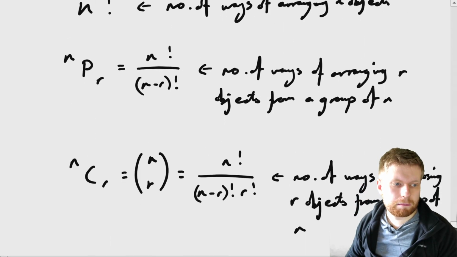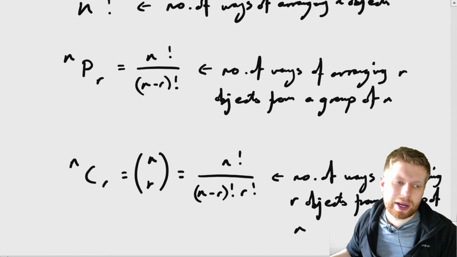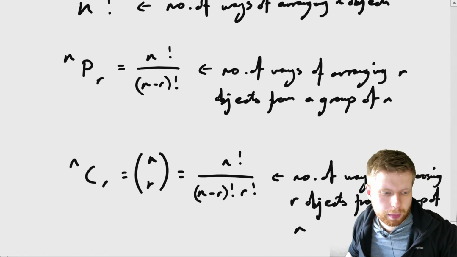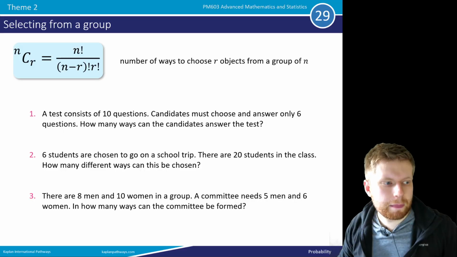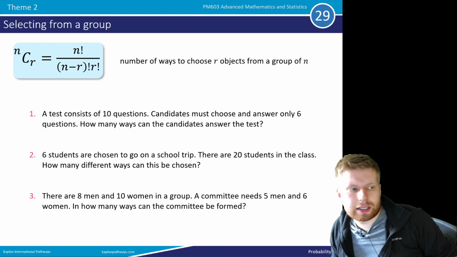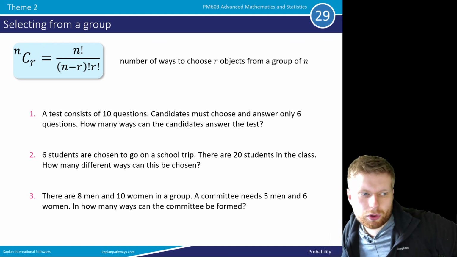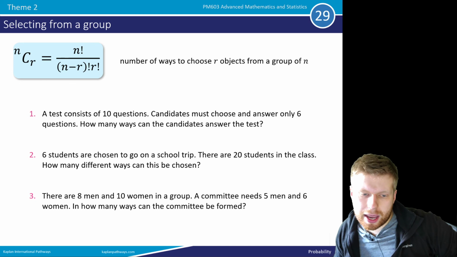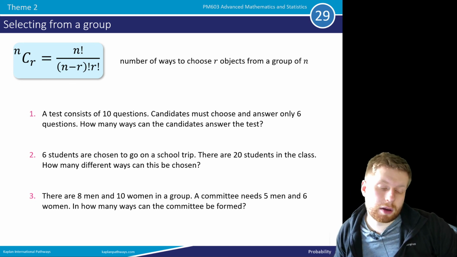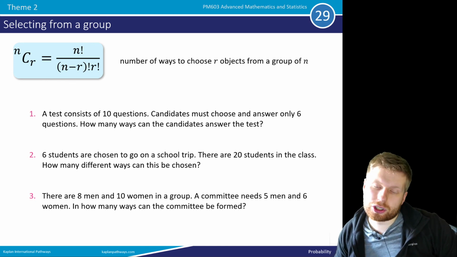Now please remember to do that weekly task. It's question 3 on slide 29. There are 8 men and 10 women in a group. A committee needs to be formed of 5 men and 6 women. How many different ways can the committee be formed? Please have a go at those questions for me.